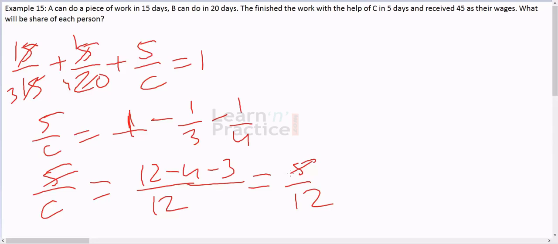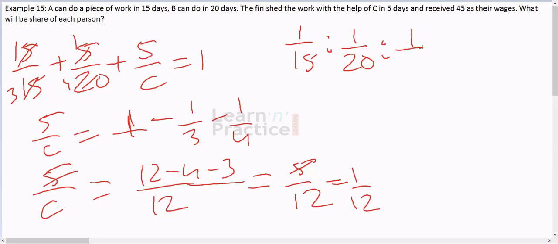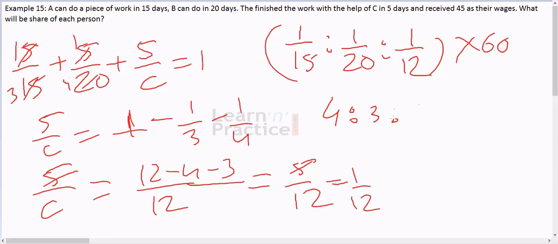So now we got the efficiency of A, B and C. Now take the ratio of their efficiencies. So the ratio will be 1 by 15 ratio 1 by 20 ratio 1 by 12. Now to simplify this, simply take the LCM and multiply it with that LCM. So LCM would be 60 multiplied, this will give us 4 ratio 3 ratio 5. So now we got the ratio of their efficiency. So this 45, the wage will be divided in this ratio.